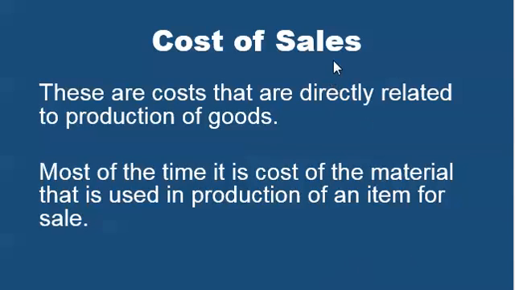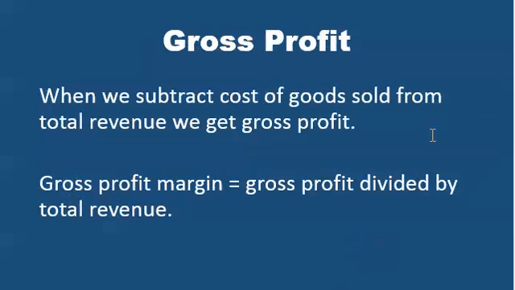Next comes cost of sales. These are costs that are directly related to production of goods. Most of the time, it is the cost of the material that is used in production of an item for sale. Gross profit: when we subtract cost of goods sold from total revenue, we get gross profit. Gross profit margin is gross profit divided by total revenue.